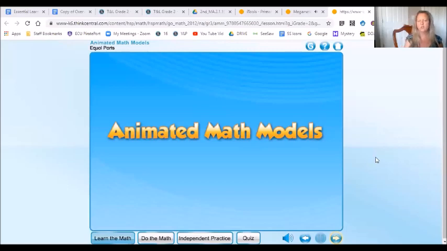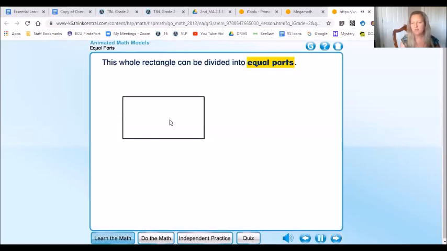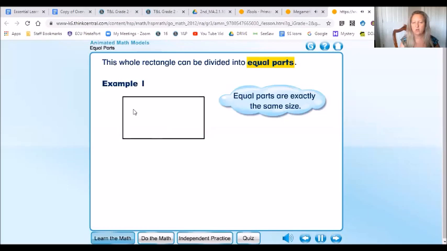So now let's take a look at the equal parts of a shape and what their names are. This whole rectangle can be divided up into equal parts. Now, equal parts are exactly the same size. Take a look at the rectangle on the screen. I'm going to click on this rectangle, and when I do, I will divide it into 2 equal parts. Here's a part and here's a part. And notice those parts are the same shape and same size.